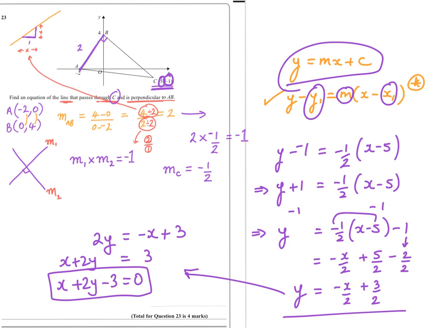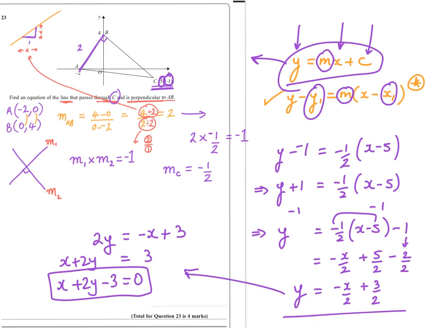Incidentally, if you wanted to use this method to do this question, then all you'd have to do is put the value of m in that you have, which is minus a half, put in your value of y, which was negative 1, put in your value of x, which was 5. That would then help you find the value of c, and once you've got the value of c, you just write y equals minus a half x plus the value of c that you just found.